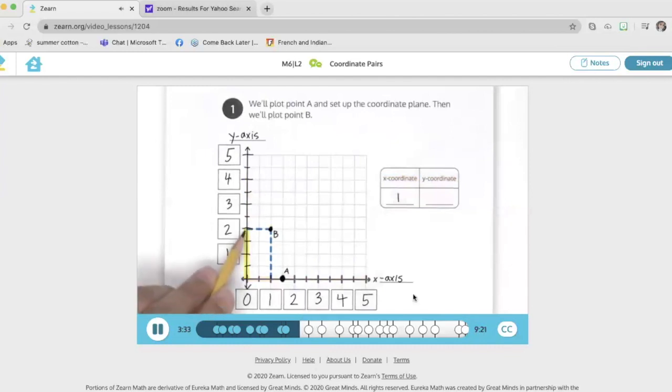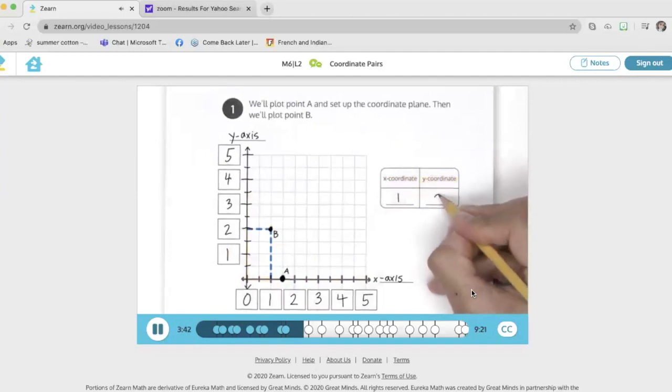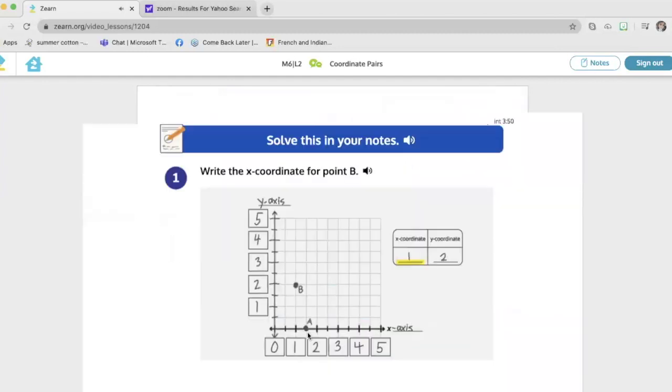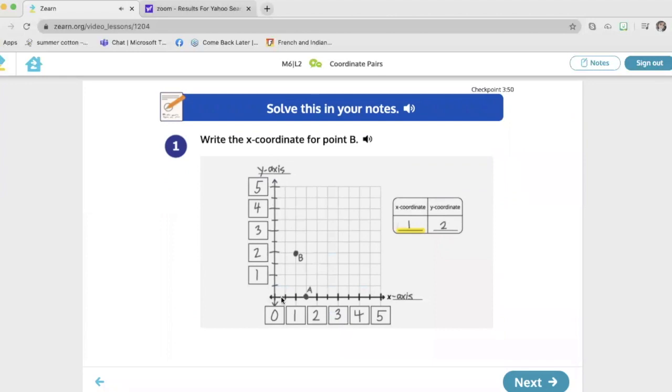This point intersects the y-axis at a distance of 2 from the origin, so we can say that this point has a y-coordinate of 2. Your turn. Write the x and y coordinate for point B. Okay, we've already solved this. Just to reiterate, if we start at the origin, which is 0, 0, right here, we move over to the 1. B is lined up with the 1 on the x-axis.